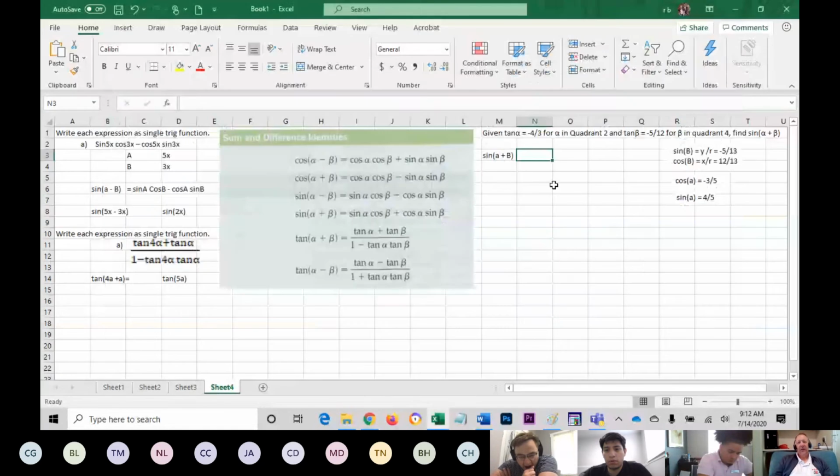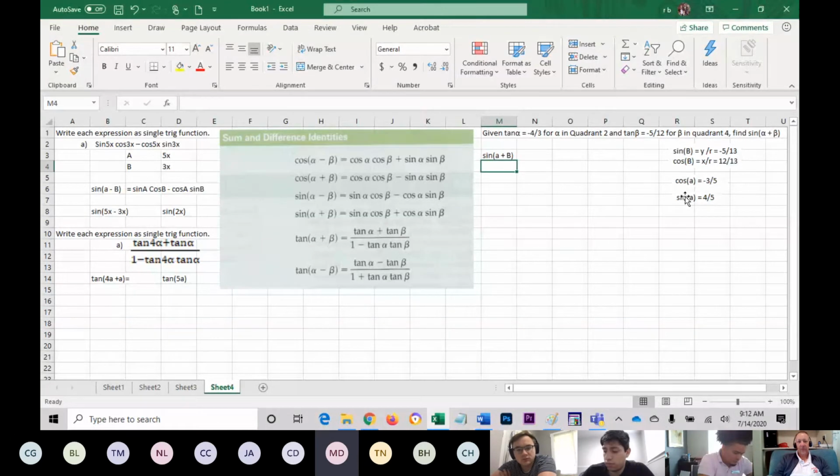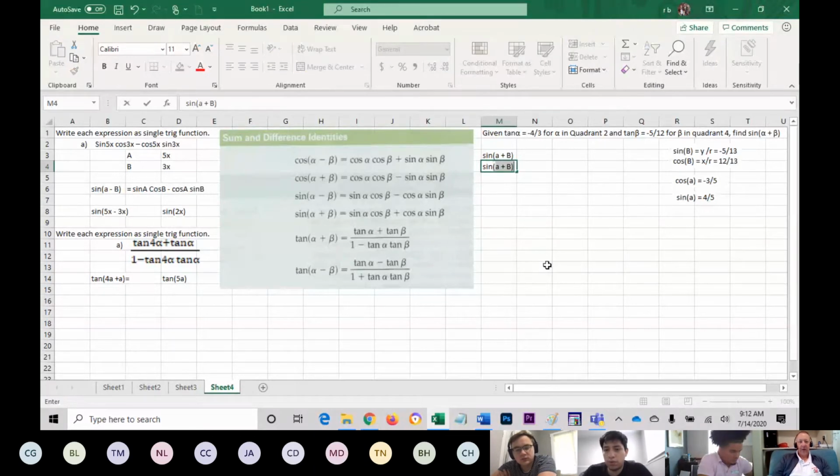Mason, it's your turn. Sine of alpha plus beta equals what, according to these sum and difference identities? That would be the second one. So it'd be cosine of alpha, cosine of beta, minus sine of alpha, sine of beta. Oh, I'm looking at the wrong one. Look at the fourth one. Yep. Okay, so sine of alpha times the cosine of beta, plus the cosine of alpha times the sine of beta.